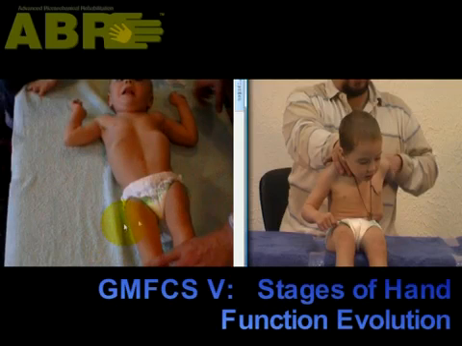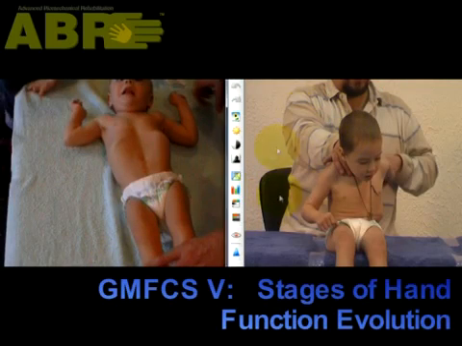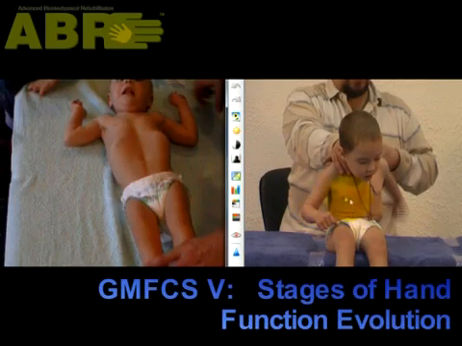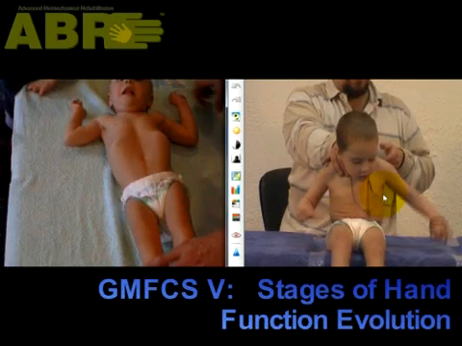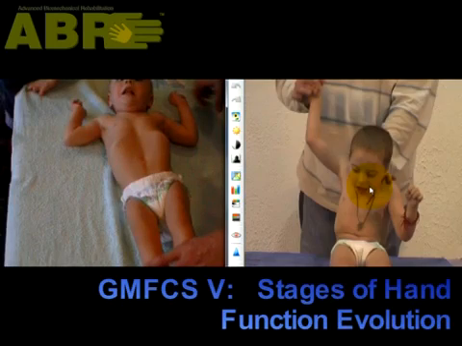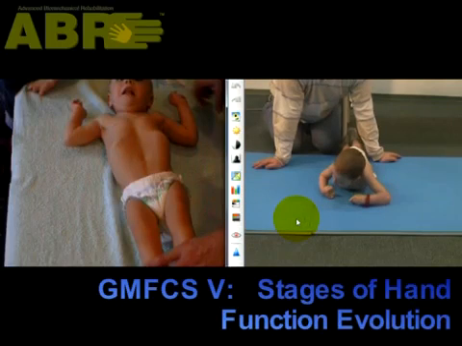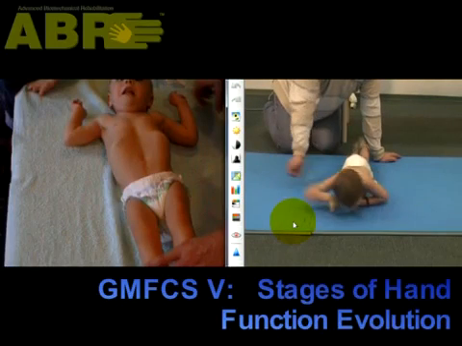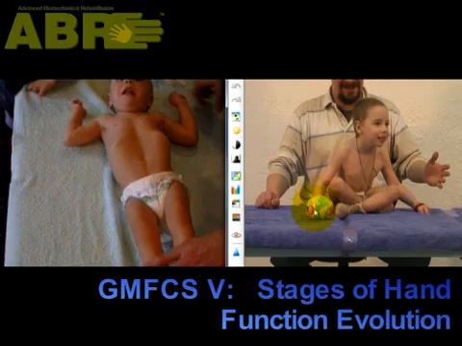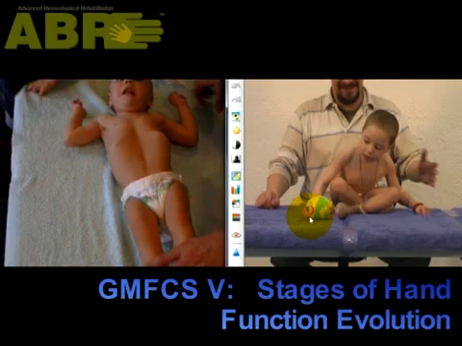And vice versa, the opposite examples you're seeing on the right. ABR program, which focused on the improvement of the core fundamentals, such as the trunk strength, the shoulder girdle strength, the neck strength, and so on. This program has eventually brought the significant and dramatic improvement in the hand function, whether this hand function refers to crawling or whether this hand function refers to the purposeful hand movements.